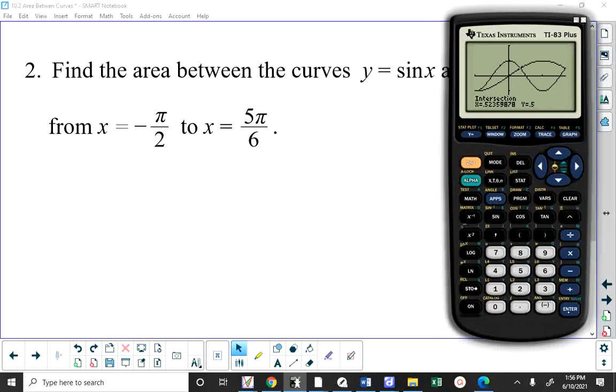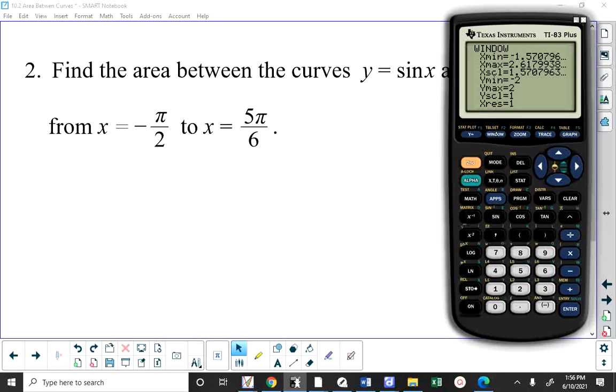at that number. Now, wait a minute. What is that number? That's a number of radians. But look, we should be able to figure this out. This is pi radians here. If you were to look at your window settings, it's actually maybe pi over 2.